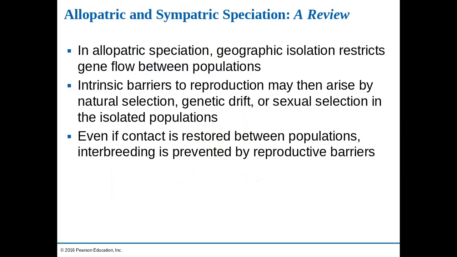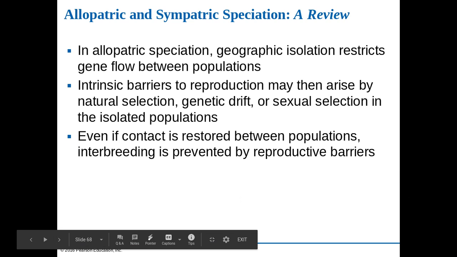So just a kind of a review, in allopatric speciation, it's the creation of a new species because there's actually a geographic barrier that prohibits genes from flowing between populations. And then that will ultimately potentially result in intrinsic barriers in the genes that don't allow them to reproduce with each other anymore. And eventually, even if they were to come back together, their genes would have evolved in two different directions so that they could no longer reproduce.